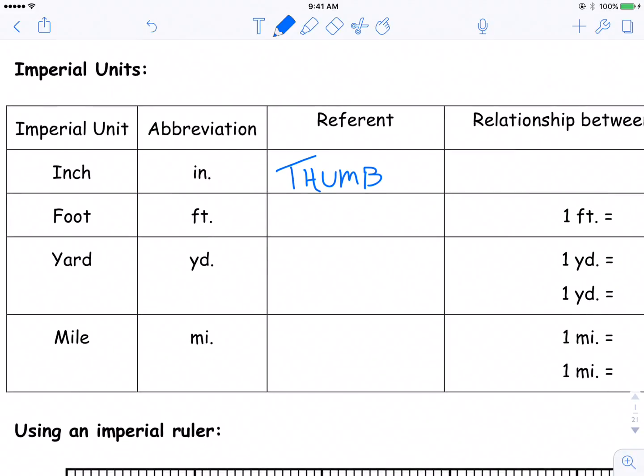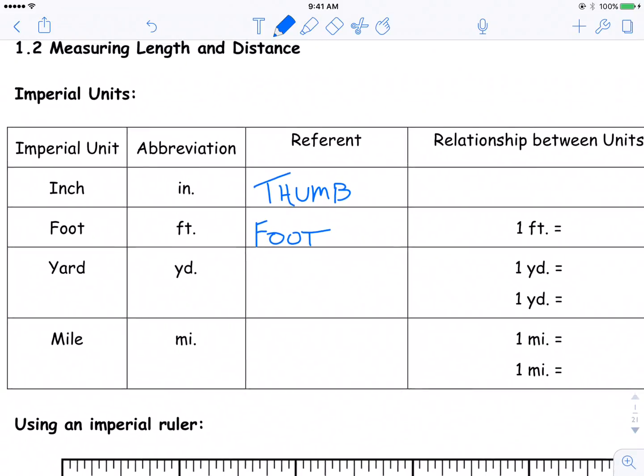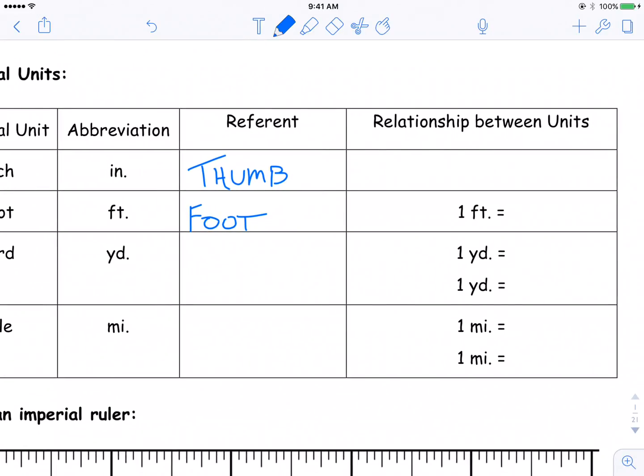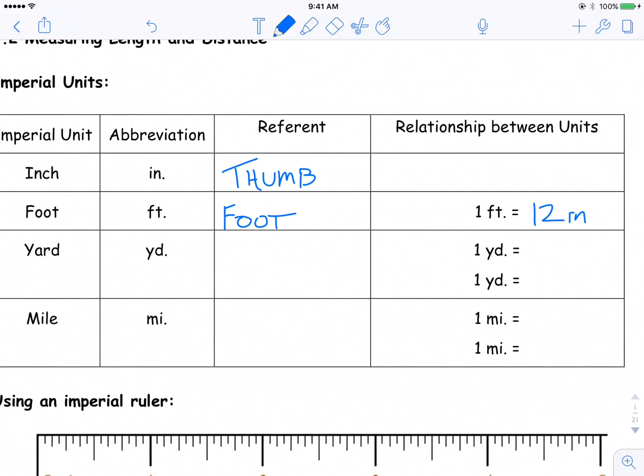A referent for a foot obviously would be most likely your foot. If you have small feet, it would have to be a little bit more. If you have large feet, it would be a little bit less, but at least you have some kind of an idea. Obviously, I'm sure at this point in your life, you've done some pacing out about how many feet something is. A relationship that you do need to know is that 1 foot is 12 inches long. Hopefully that's one that you did know. If not, we will use that conversion factor later.